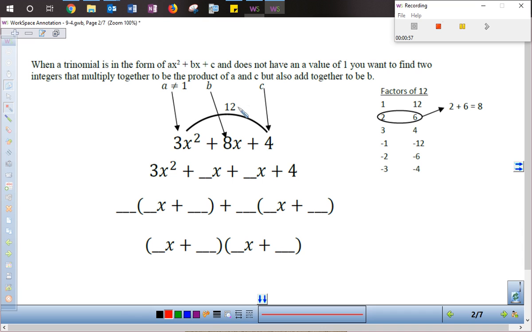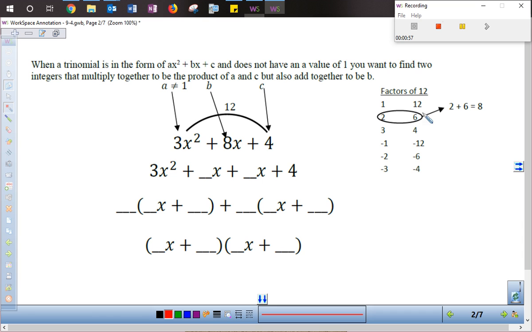Now, similar to easy factoring, I'm going to find the factors of this number 12 here that add together to be 8. So over here I've listed the factors of 12: 1 and 12, 2 and 6, 3 and 4, negative 1 and negative 12, negative 2 and negative 6, and negative 3 and negative 4. And the two that add together here to equal 8 are 2 and 6. So those are the two factors that we're going to look at.